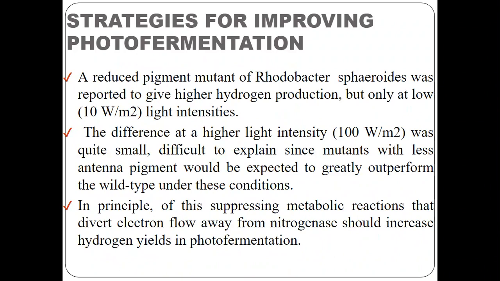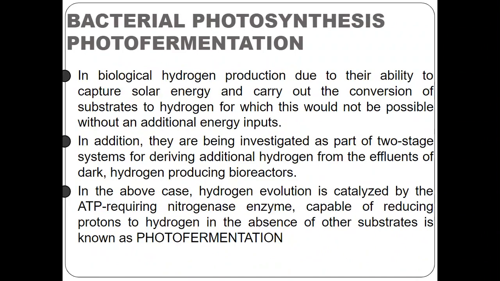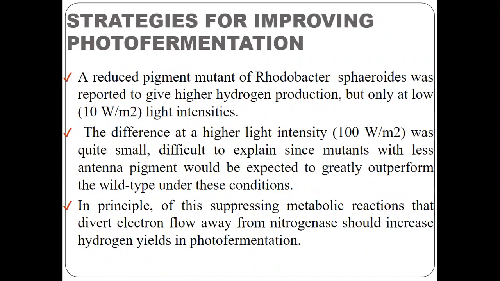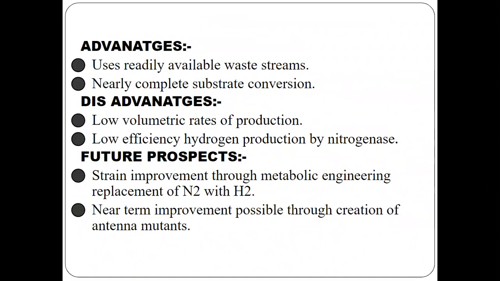So basically in photofermentation, the only enzyme of interest is nitrogenase. Using nitrogen-containing substrates, the nitrogenase enzyme is used, which can extract protons, and by combining protons, they produce hydrogen. So this process is called photofermentation, and generally it requires low light intensity. So it is a light-based type of hydrogen production.